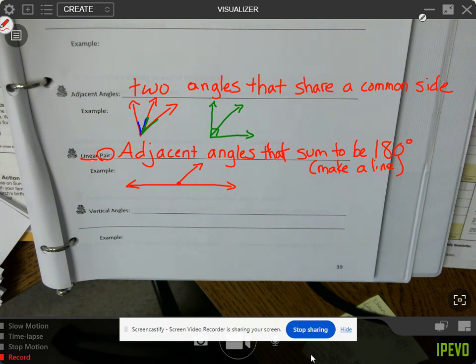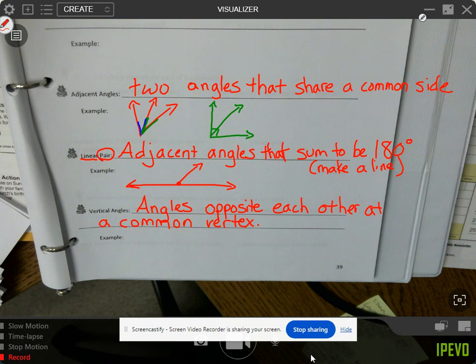It is. So, vertical angles are angles opposite each other at a common vertex. So it's not just sharing that same vertex, they have to be opposite. So I just added on a little bit to what Grace said. She said they share that common vertex, but they have to be opposite. Vertical angles are congruent. What does it mean to be congruent?